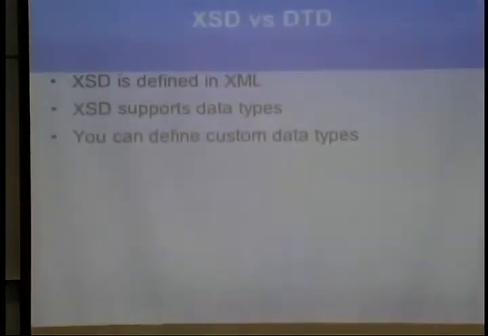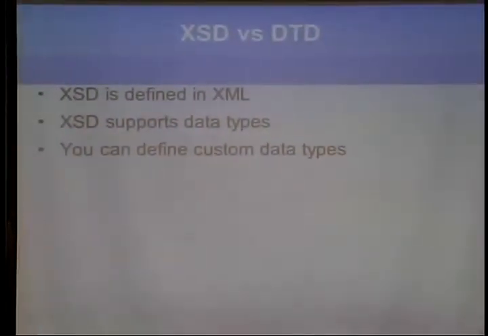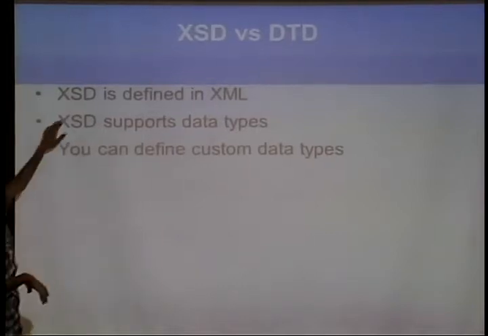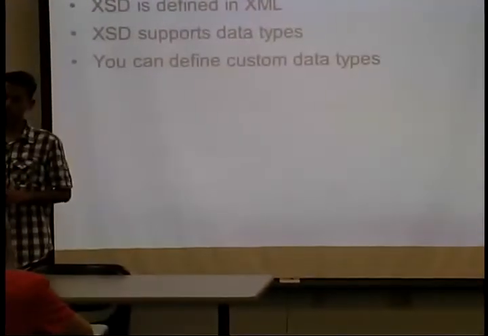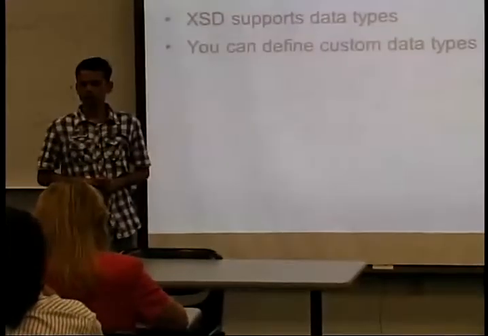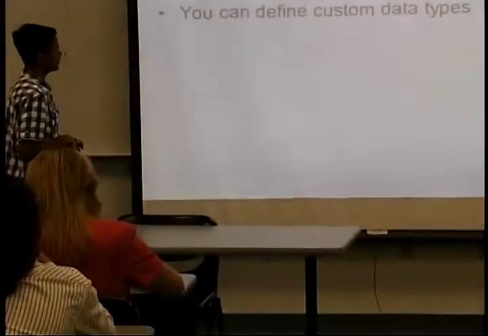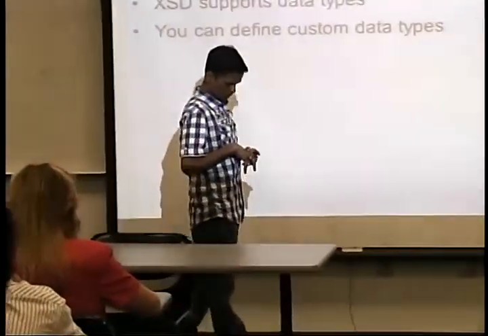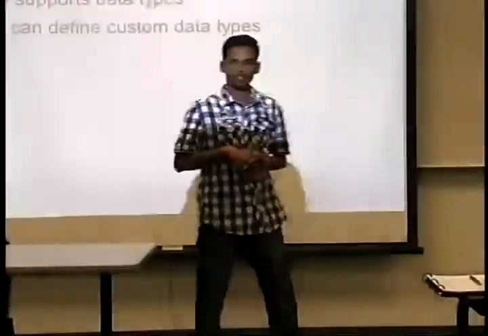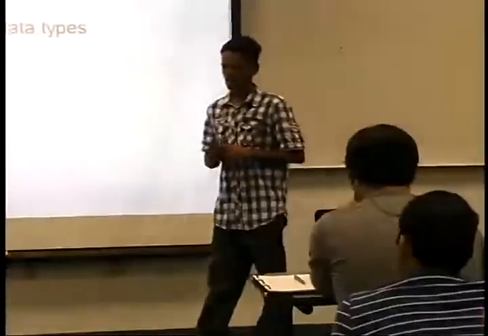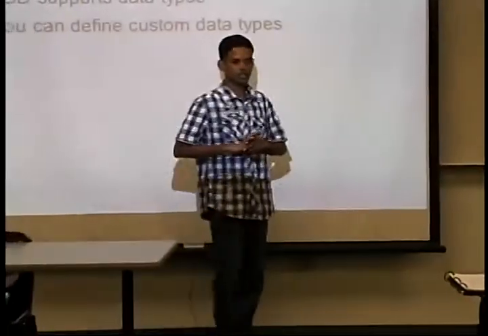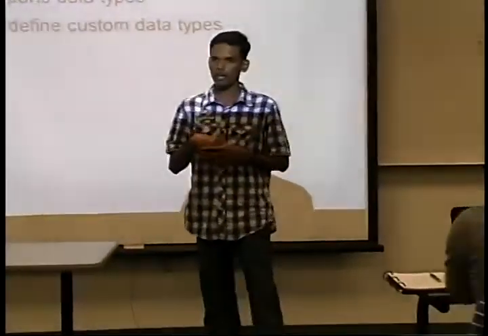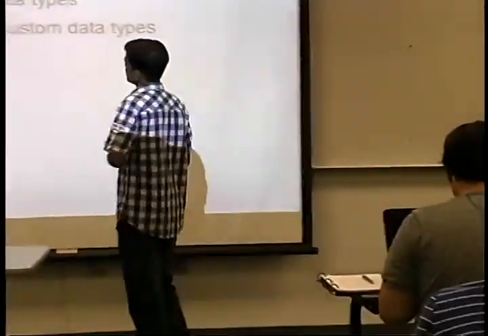So as I said, we had something called DTD. What is the difference between XSD and DTD? XSD is based on XML documents, so you don't have to learn any other language to do the things. If you are comfortable with XML, it's just a matter of learning a few terms from XSD to define your schema. DTD does not support data types. In DTD I cannot say this element should contain only string, or this element should contain only an integer value. With XSD you can do that, and furthermore, from XSD you can define your own data types. So those are the main advantages of XSD.